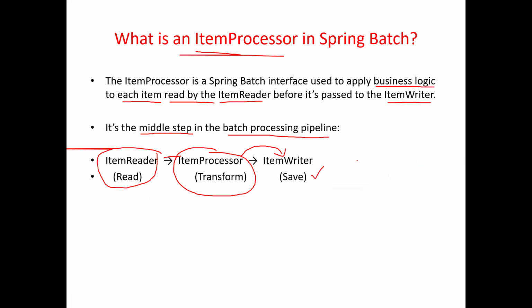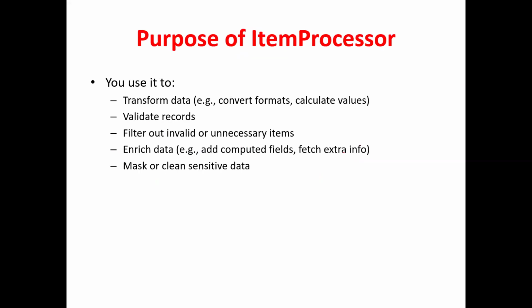This is about the item processor here. Its main purpose is converting the formats, calculating the values, and validating the record, to identify whether the record you are receiving is valid or not. That is validation. And filter invalid items, like someone sending a null value for the product name or description, or your price is 0. You can filter those kinds of invalid, unnecessary items also.